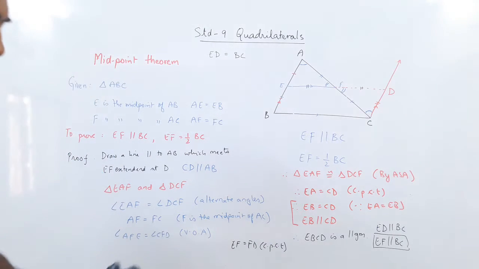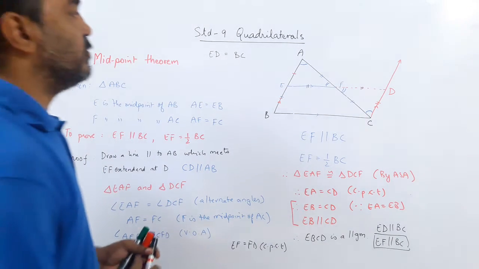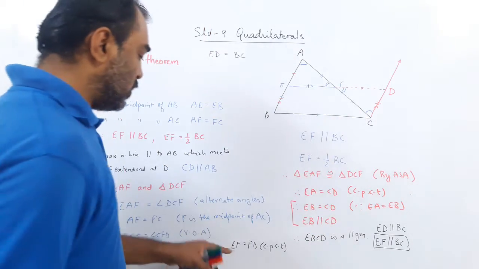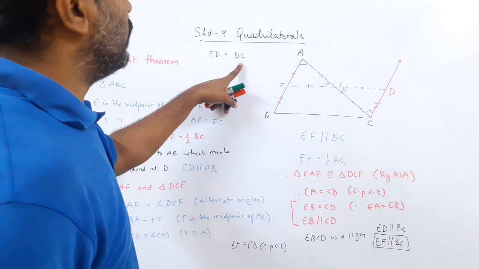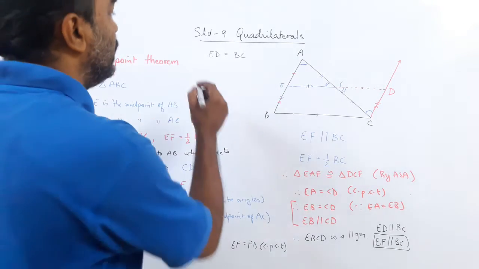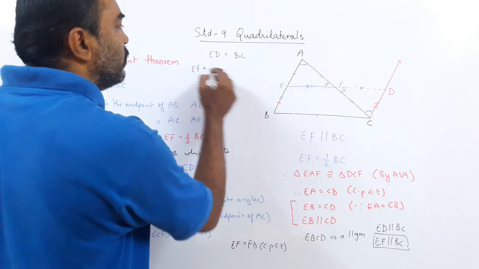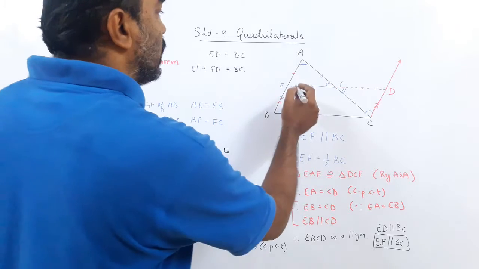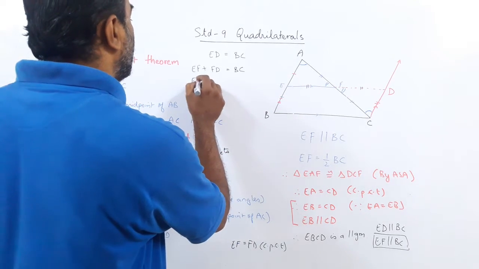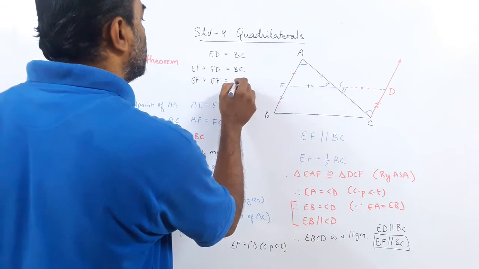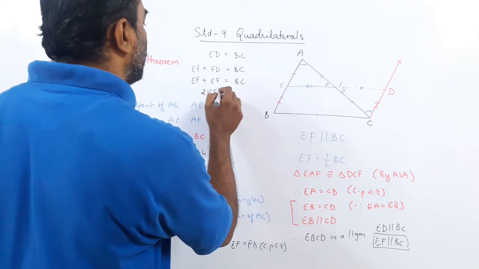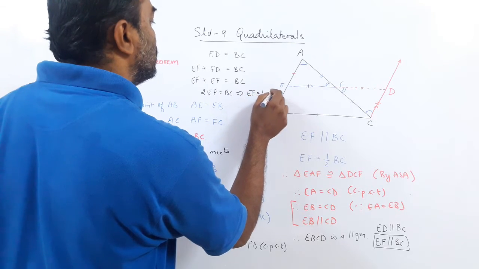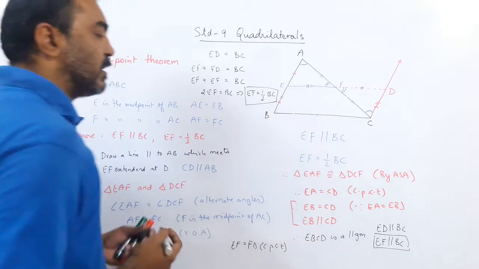So you can see when I proved the triangles congruent, how many things I have shown? The triangles are congruent, so this side and this side are equal, and this side and this side are equal. So EF equal to FD. Now ED equal to BC. But what is ED? ED is EF plus FD, which is equal to BC. But EF equals FD, so EF plus EF equals BC, or twice EF equals BC, which implies EF equals half BC. This is the second result also.